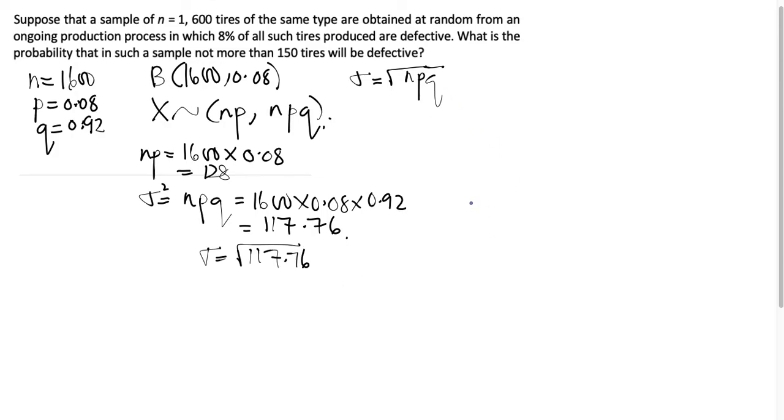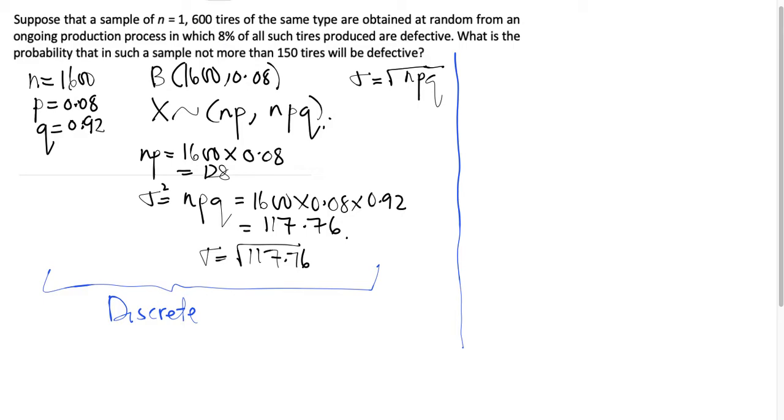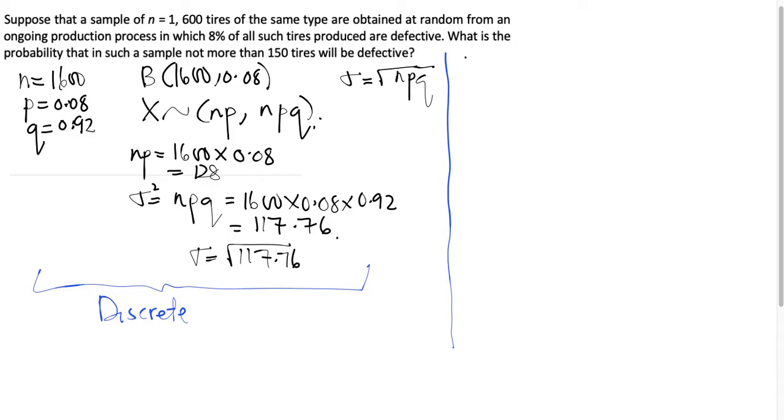And since binomial is discrete and normal is continuous, for continuous the question requires not more than 150 tires. So it should be 150 and below. If I draw a number line to look at where the upper bound and lower bound are, our upper bound, first of all, is 150.